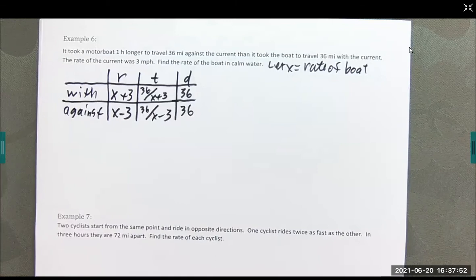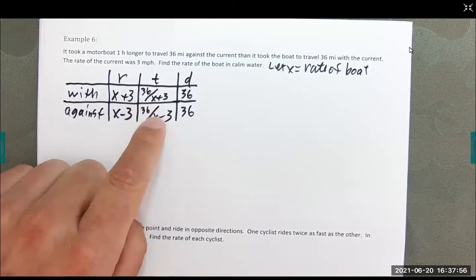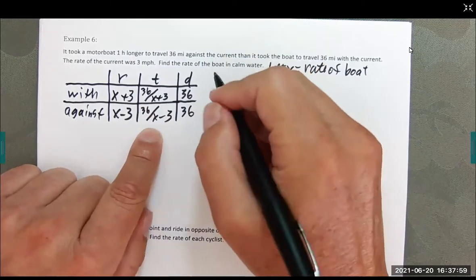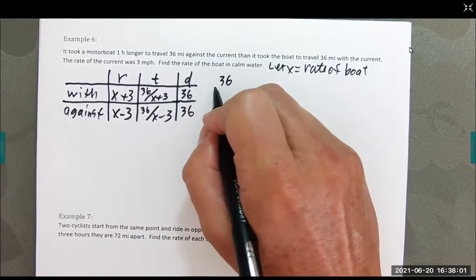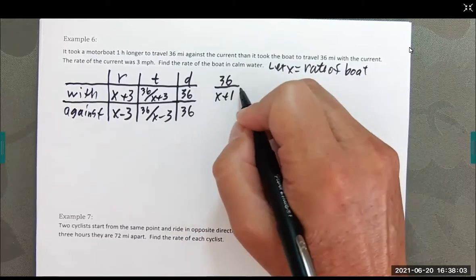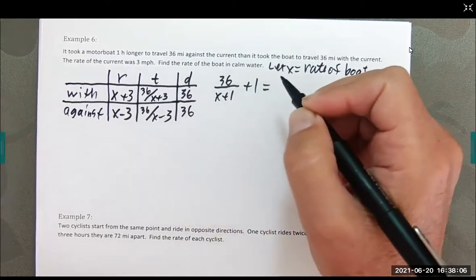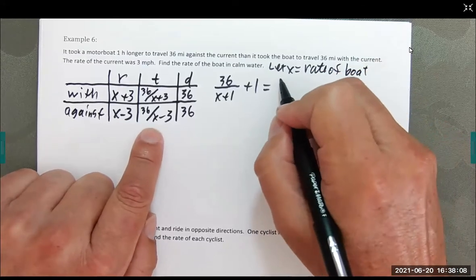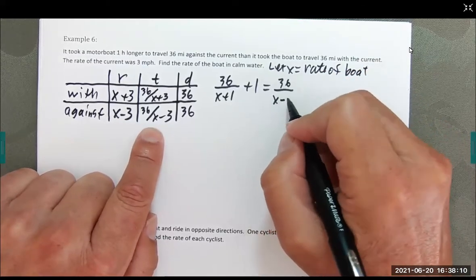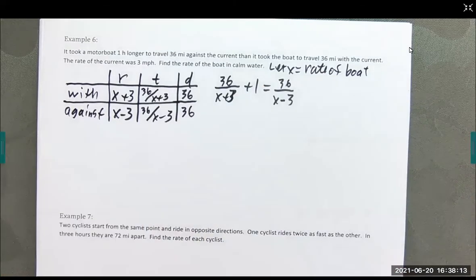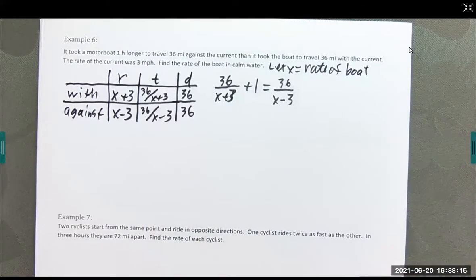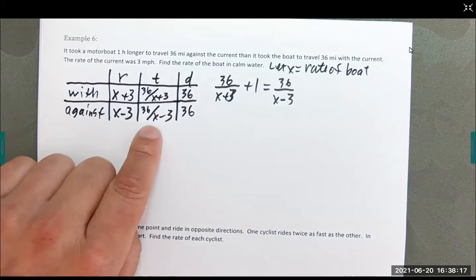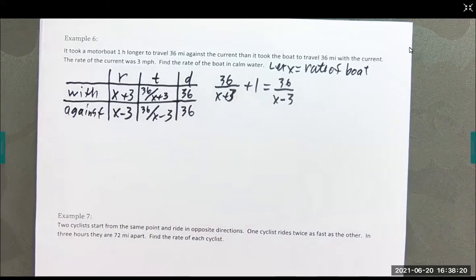But to set them equal, we need to add 1 to this, because this is already an hour longer. So here we go. 36 over x plus 3, plus 1 to make them the same, and we get 36 over x minus 3. Oops, x minus 3. Yeah, so we need to add 1 here to give it an extra. Yep.